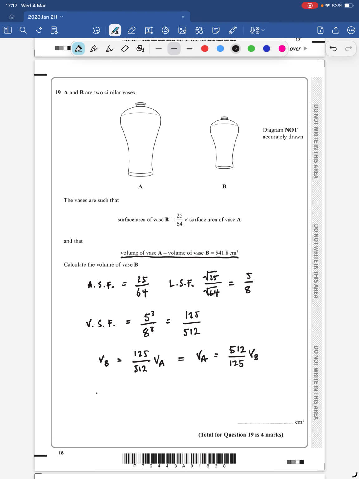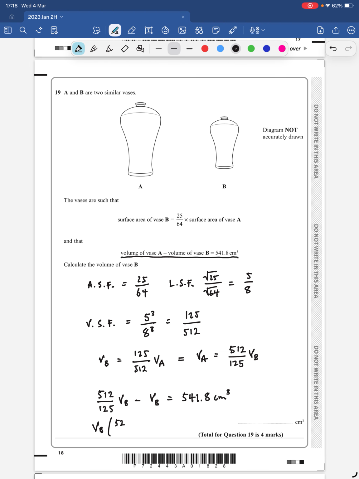So I've got 512/125ths of VB minus VB equals 541.8 centimeters cubed, and I can go ahead and work this out. I'll factorize out the VB, and then I've got 512 over 125 minus 1 in this bracket.